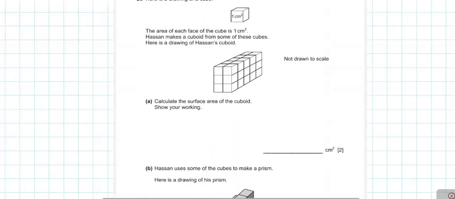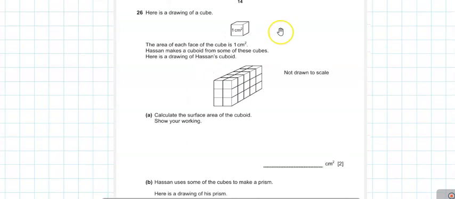Okay, question 26. Here is a drawing of a cube. In this cube, the area of one face is 1 centimeter squared, so that means the length of each edge is 1 centimeter. The area of each face is 1 centimeter squared. Hassan makes a cuboid from some of these cubes. Here is a drawing of Hassan's cuboid. Okay, calculate the surface area.